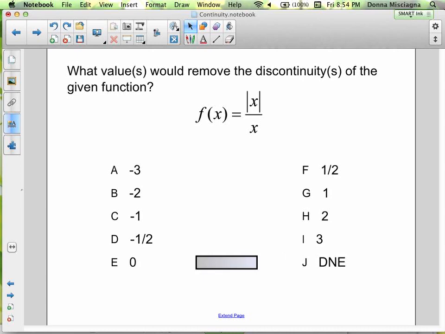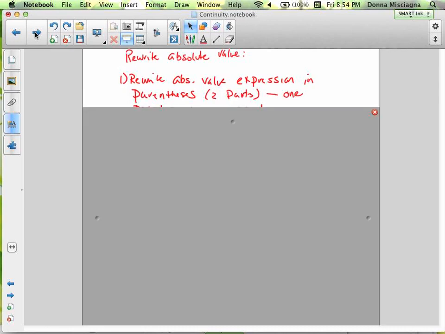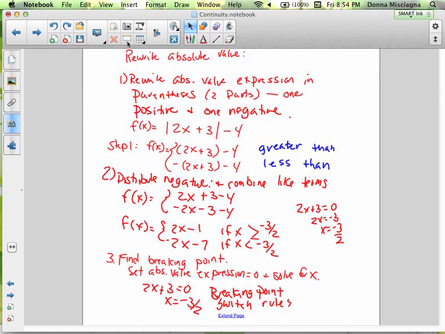Let's take a look at y. Before I solve it out, I want to just remind you of the steps for rewriting absolute value. We'd gone over this before. In fact, I think you have these very notes. To rewrite an absolute value expression in parentheses, we have two parts. We have a -1 and a +1.